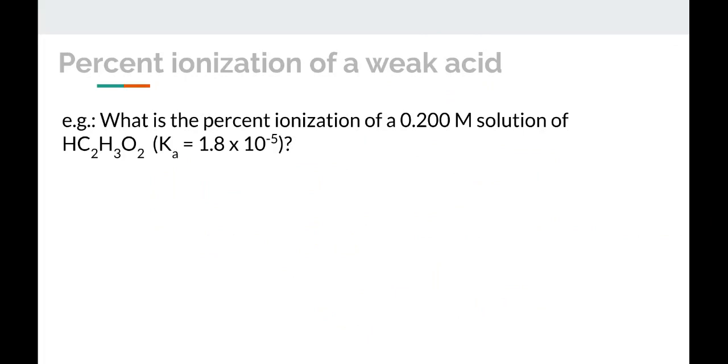Here's another problem to solve. What's the percent ionization of a 0.2 molar solution of acetic acid? And Ka is given. So let's set up a RICE chart.